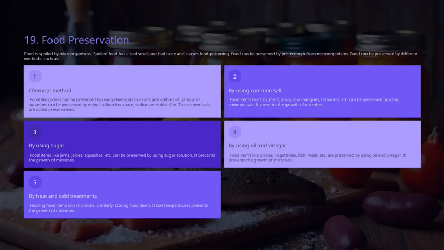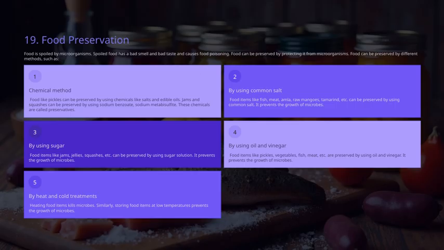We also preserve food by applying heat or cold. Heating food kills the microbes present, while storing food at low temperatures, like in refrigerators, slows down microbial growth. Using common salt is another traditional method. It's especially effective for preserving fish, meat, amla, raw mangoes, and tamarind. Salt creates an environment where microbes can't thrive. Lastly, oil and vinegar are often used to preserve items like pickles, vegetables, fish, and meat.